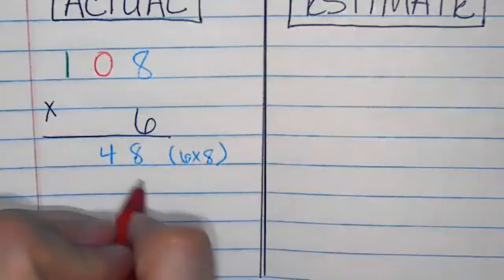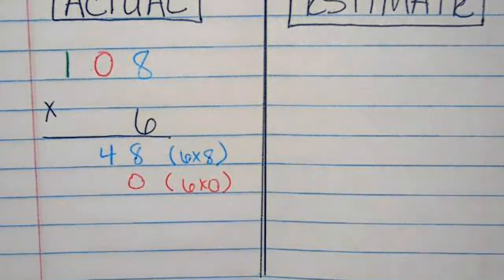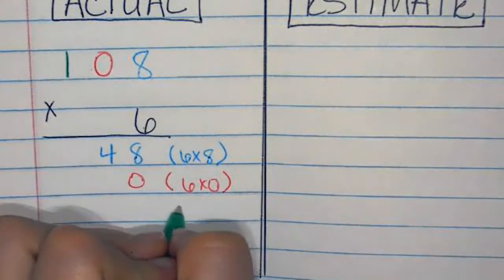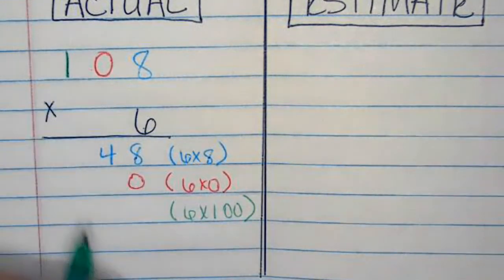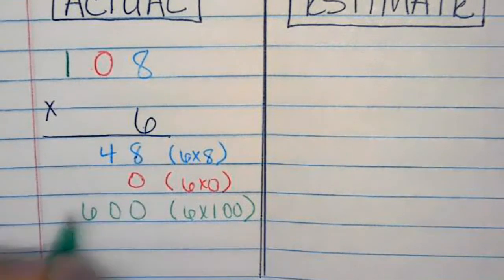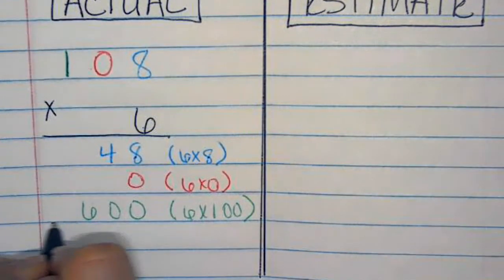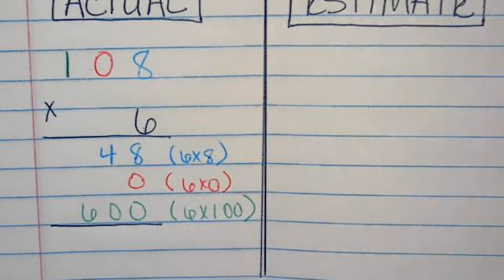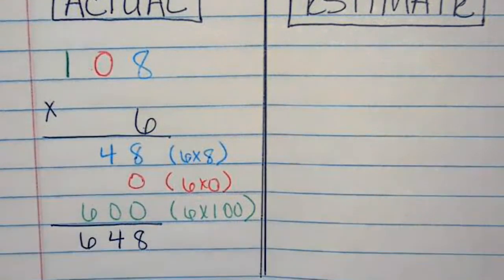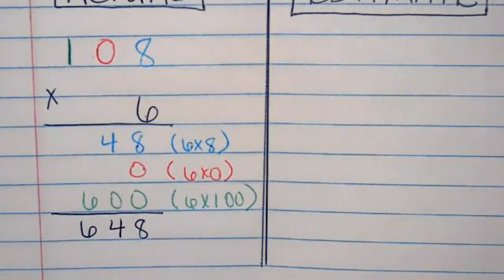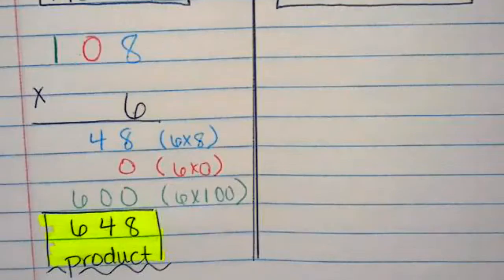6 times 0 is 0. And then 6 times 1 in the hundreds place, that's 6 times 100, is 600. All three of these amounts, 48, 0, and 600, are our partial products. I need to add those together, and I get 648 as the product.